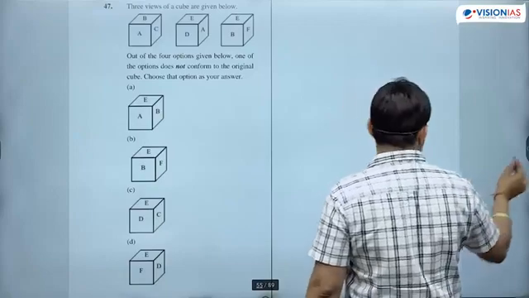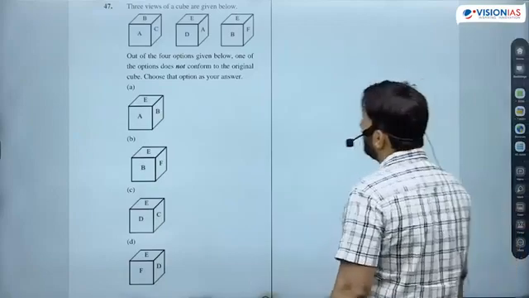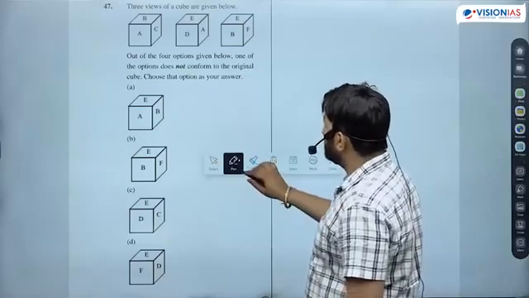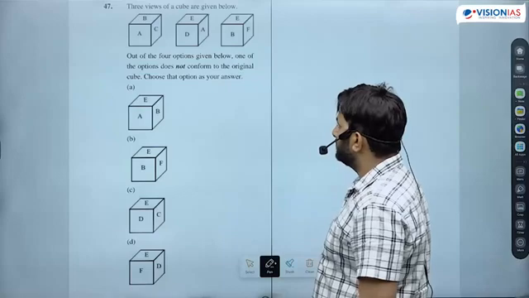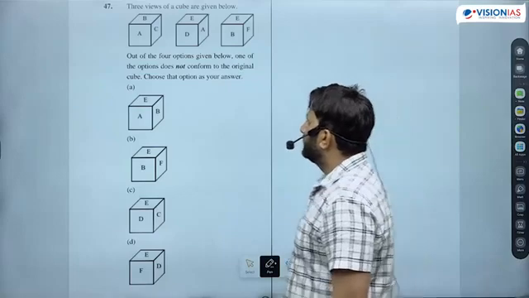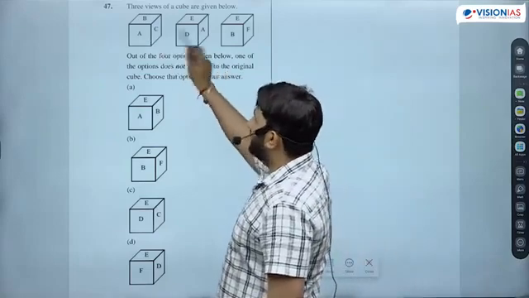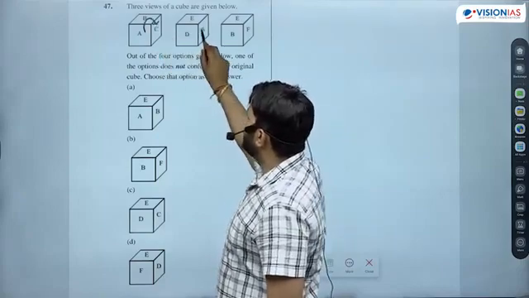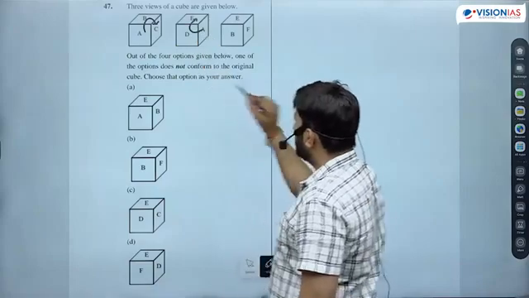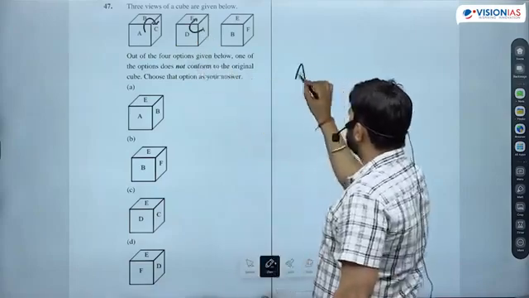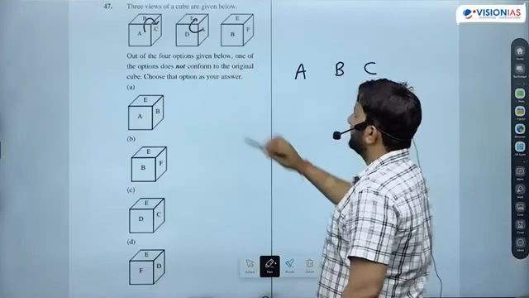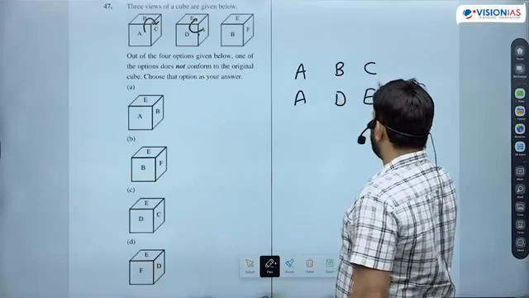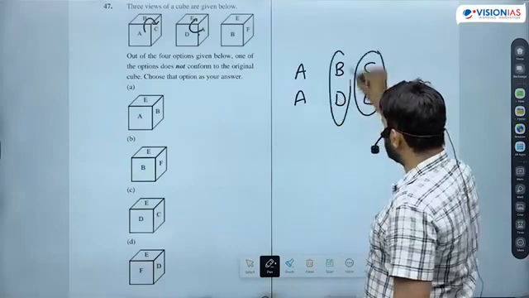Three views of a cube are given below. Out of the 4 options given, one option does not conform to the original cube. In the first and second, A is common, so you can apply a rule here. Start from the common number and write them in clockwise order. You will write A, B, C. Here A, D, E. It means C and E must be opposite, B and D must be opposite.